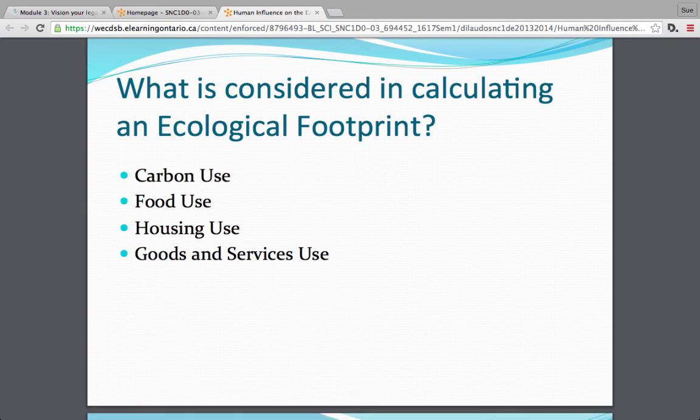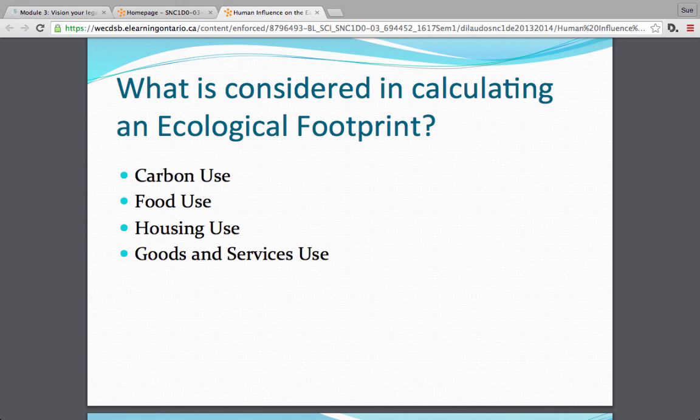What kinds of things are considered when we're calculating our ecological footprint? The calculators generally look in four areas. First one is our carbon use, and that's really reflecting fossil fuel use, energy usage, and they'll ask you kinds of questions like how far are you driving and what's the fuel economy on your car, and they're really trying to get an indication of your energy usage.